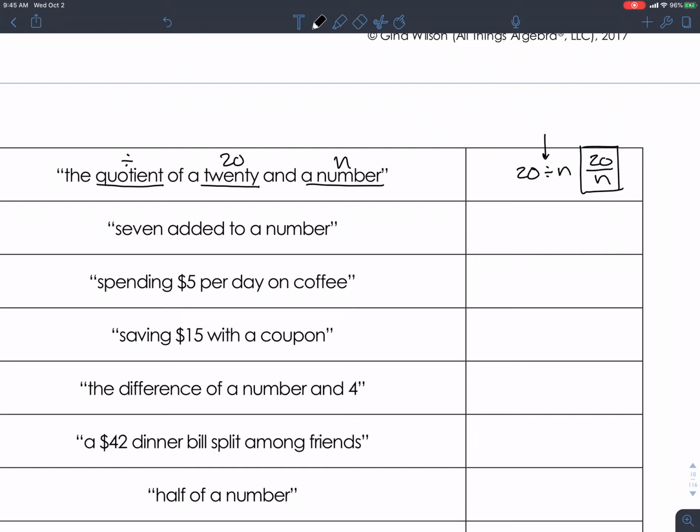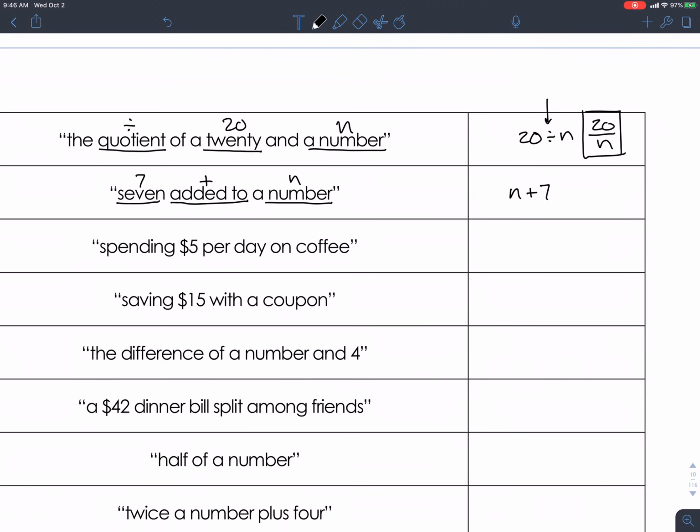7 added to a number. So 7, that's 7, added to plus a number, n. Now technically, we're adding the 7 to a number, okay? So it's basically written like that. We're adding 7 to a number we already have. 7 added to a number. 7 plus n is not technically wrong, but this is the way it should be written.